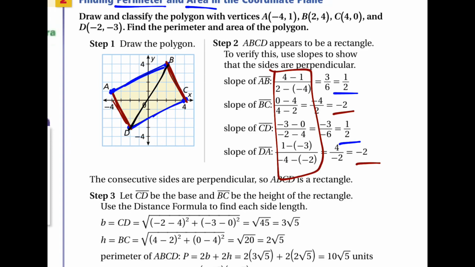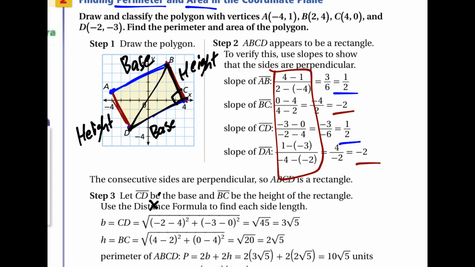Then we think of a right triangle here, and we need to figure out the base and the height. And if we do so, well, the height's going to be the exact same over here, and the base is going to be the exact same over here, so we can add those all together to get the perimeter. Or we can multiply base times height to get the area. But how do we find the base and the height? We use the distance formula.